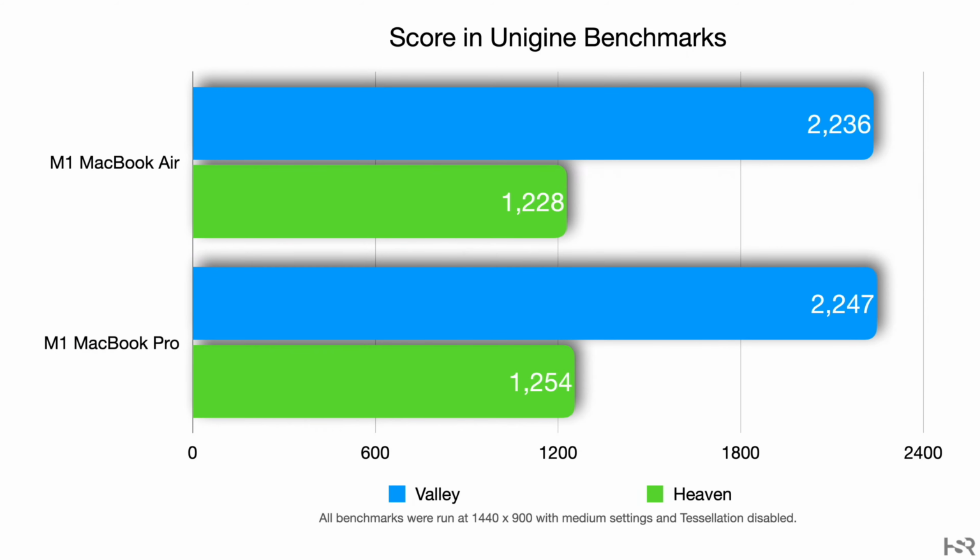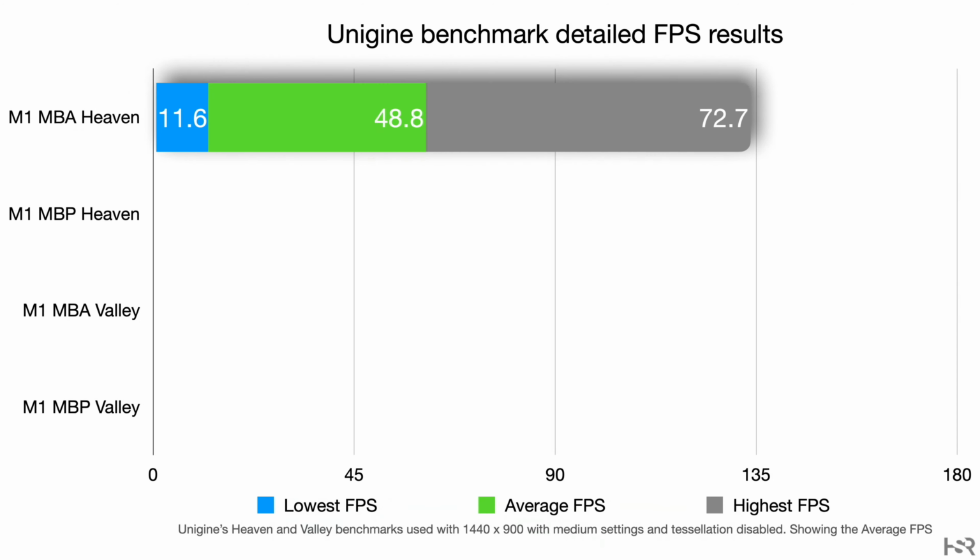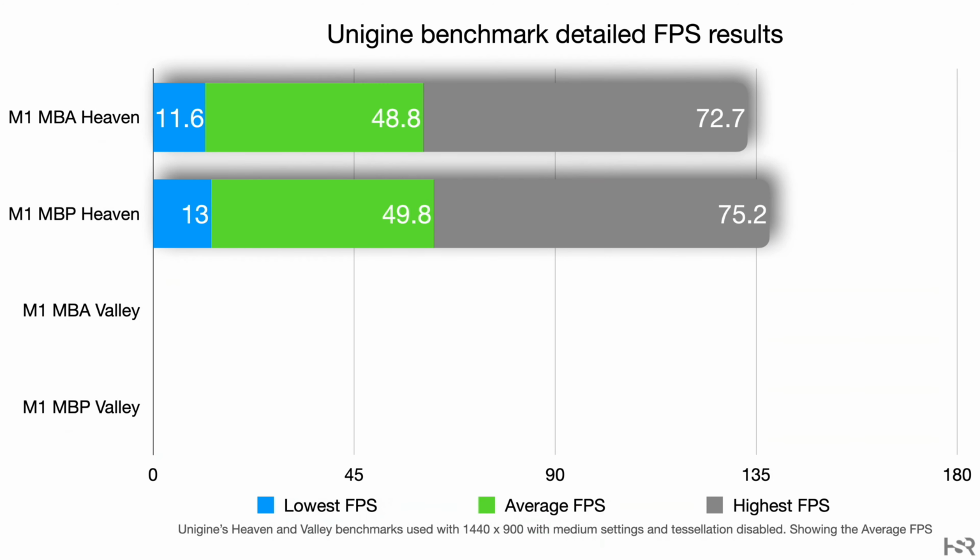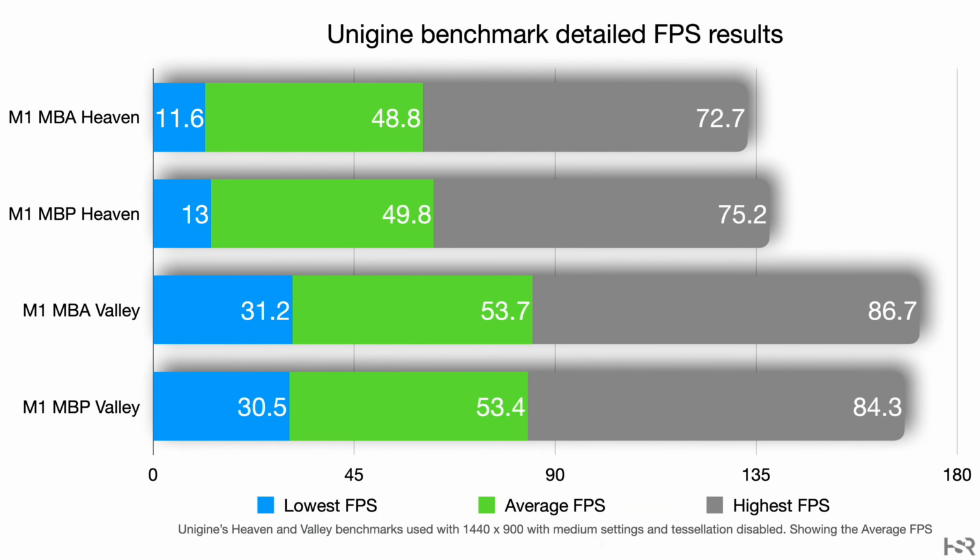So let's move on to the next lot of tests where I'll be looking at the frames per second, lowest and highest as well. Let's take the first top two bars. MacBook Air is the top one, Heaven test, and MacBook Pro is the second one, Heaven test. Just one frame difference, 48.8, 49.8, one frame difference for a fan. However, if you look at the highest frames per second, 72.7 and 75.2, there's nearly a 3 frames difference per second. The longer I run it, maybe it'll run a little bit cooler.